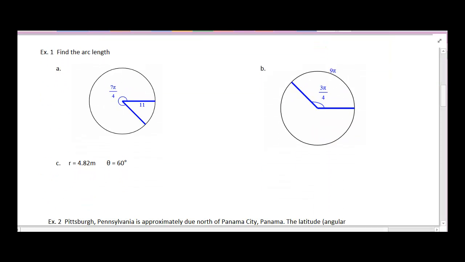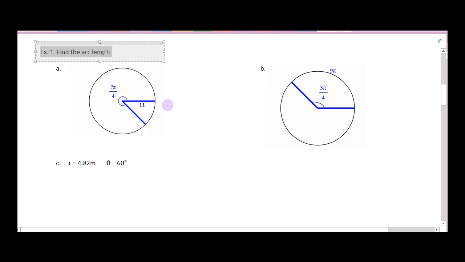So I have three examples here we want to look at to begin with. The first example gives you a picture, and we know that the formula for arc length is given by S, which stands for arc length, S is equal to theta times radius. I know according to this picture for example A that the radius is 11, and I can tell that theta is being given as 7 pi over 4. So I know theta is in radian measure, and I can just simply apply these to the formula. So it's kind of a straightforward multiplication problem.